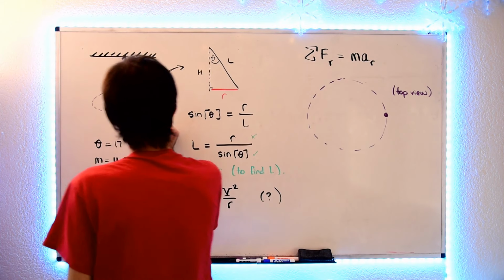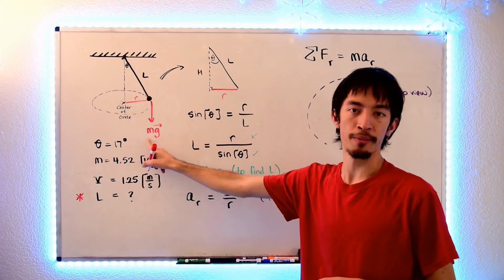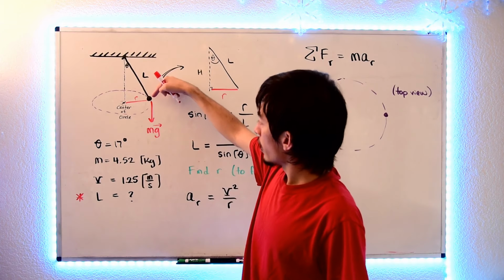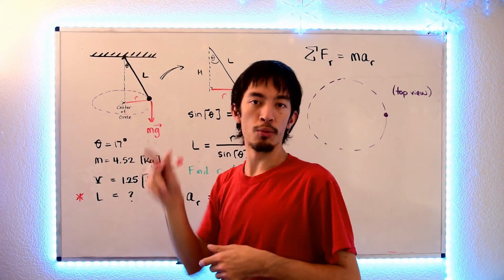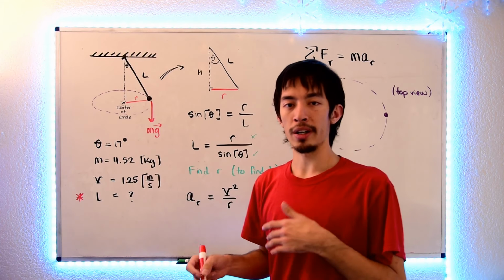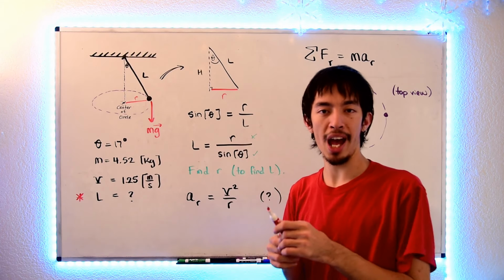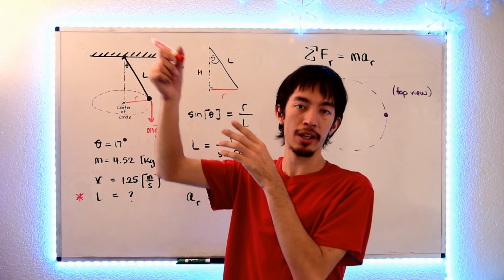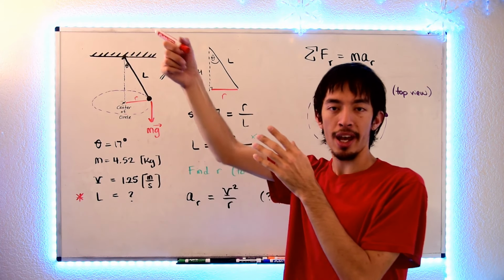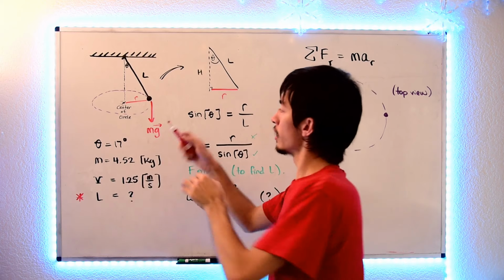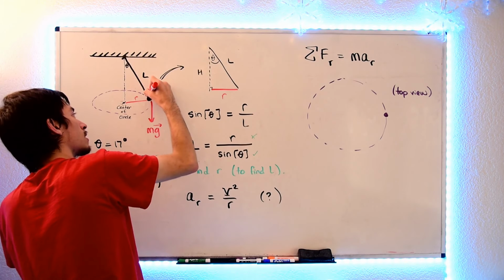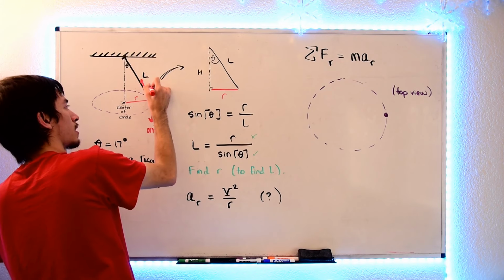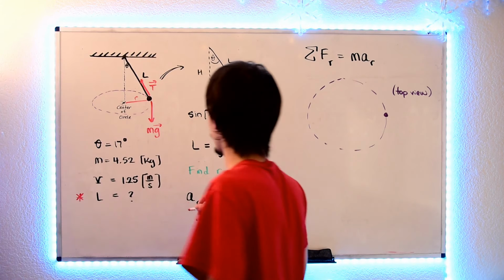Label that weight either W or mg. Now, this mass is not just being pulled down, but it's supported by the string. So when you have a string or a rope or chain, you should have another force which points along that string, rope, or chain, and that's a tension force. So always acting on the mass and away from it along the string. Call that T for tension.